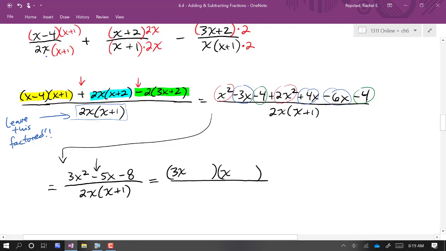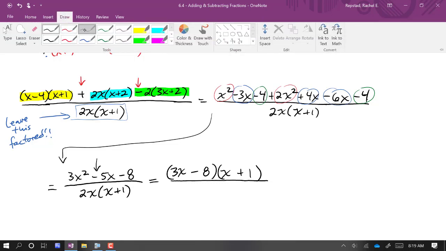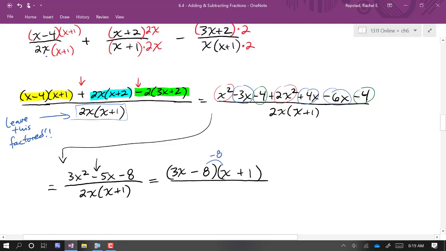Which I think actually we can factor. I think a 3x minus 8 and an x plus 1 will work, because this is minus 8x plus 3x, which gives us the minus 5x. So this is all over 2x times x plus 1. And last we see that in fact we do have a common factor, so let's cancel those x plus 1's. And our final simplified result is 3x minus 8 over 2x.